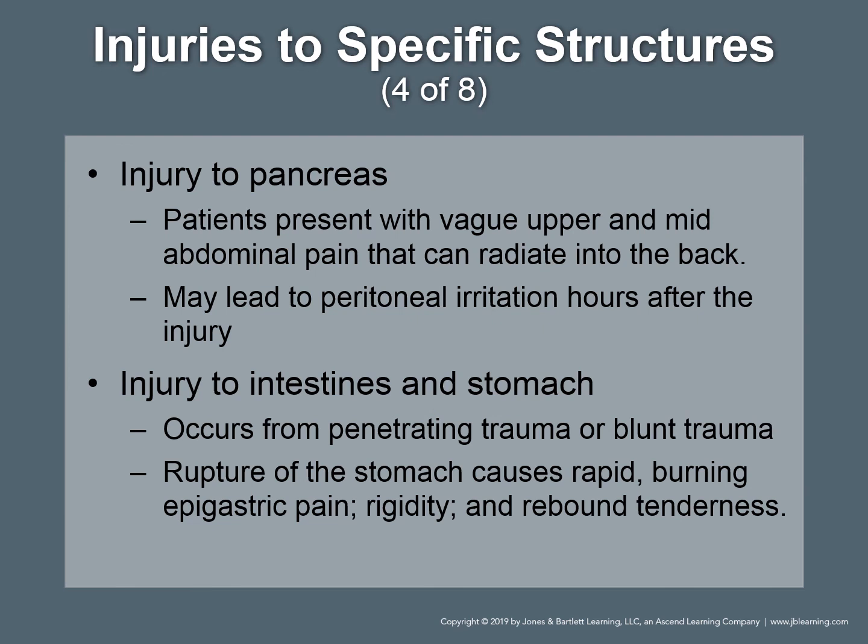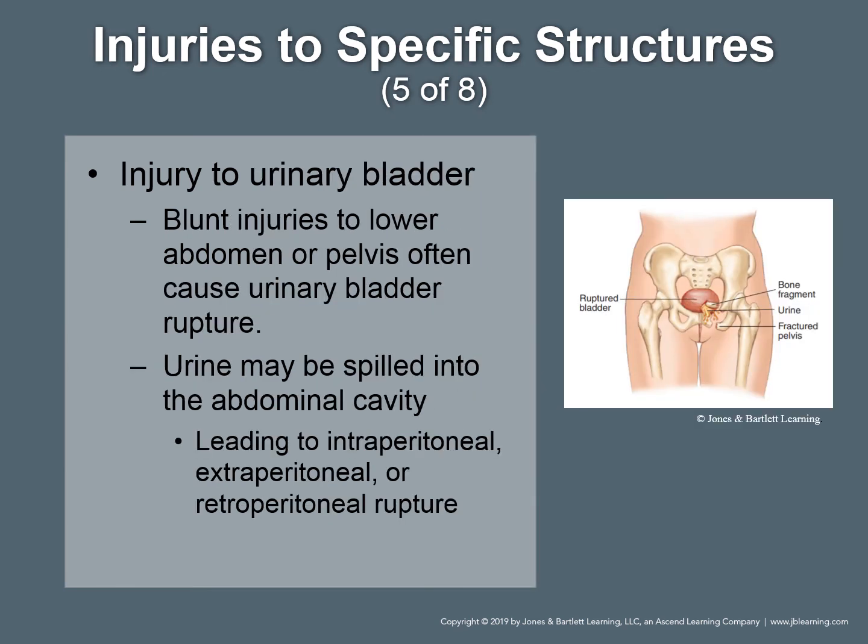That's going to cause vague pain that you really can't localize or put your fingers on, may radiate to the back. And it's going to lead to peritoneal irritation. So you're going to have a lot of abdominal pain after that injury. And with injury to the intestines or stomach, you get really concerned about sepsis. But penetrating or blunt trauma can cause the stomach, the intestines, the gallbladder, any of those organs to rupture. And especially with appendicitis, we start seeing the rebound tenderness, which is where you palpate down, and then when you let up, the patient begins to experience pain.